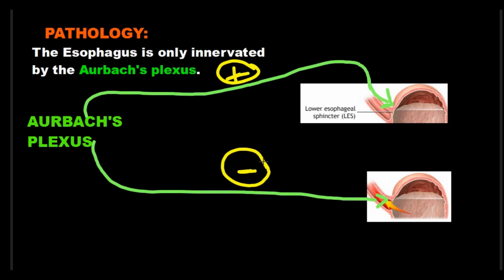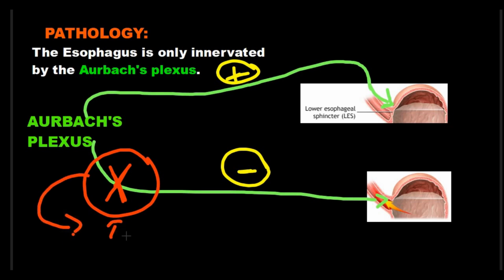What happens in Achalasia Cardia is that we have selective loss of the inhibitory neurons of the Auerbach's plexus. Now the cause of this is mostly not known, so we consider it to be idiopathic. But in some instances, such as Chagas disease, we can see selective loss of these neurons, also in malignancies.